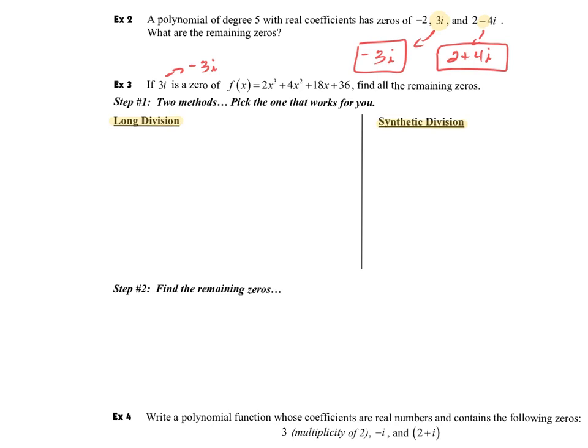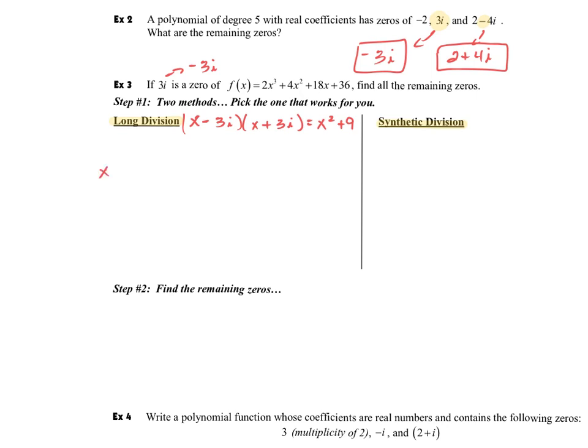If we want to do long division, what we're going to do is we're going to take our 2 factors that we already know, x minus 3i and x plus 3i, and we're going to FOIL those together. And if we FOIL those together and we're comfortable with our complex numbers, what you'll get is x squared plus 9. So if we're taking the long division route, we're going to FOIL this out, get the x squared plus 9, and use x squared plus 9 as our divisor.